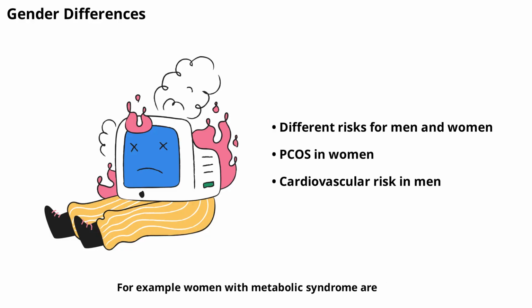Metabolic syndrome can affect both men and women, but certain risk factors and outcomes may differ by gender. For example, women with metabolic syndrome are at higher risk for certain complications, such as polycystic ovary syndrome, PCOS, while men may experience more pronounced cardiovascular risks. Understanding these differences can help tailor prevention and treatment strategies.